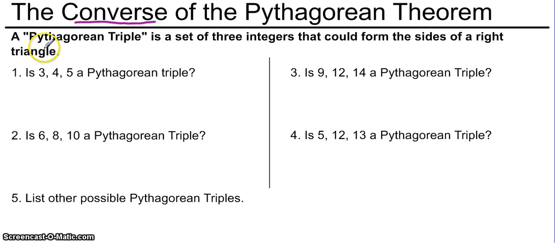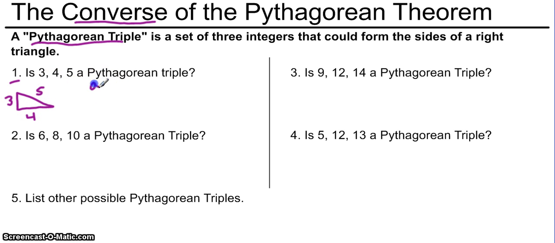We'll start by looking at Pythagorean triples. A Pythagorean triple is a set of three integers that could form the sides of a right triangle. So number one, is 3, 4, 5 a Pythagorean triple? Could those be the sides of a right triangle? Well, let's see. If this was a right triangle, 5 would have to be the hypotenuse across the right angle because that would be the longest side. And 3 and 4 would be the sides of the two smaller legs.